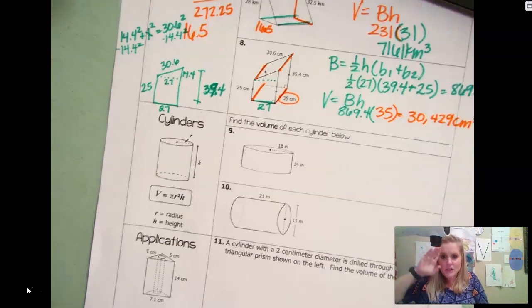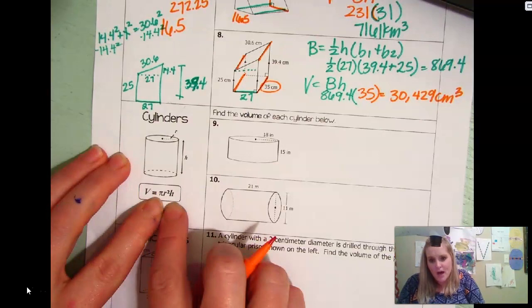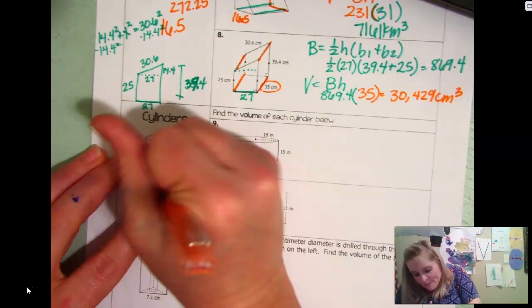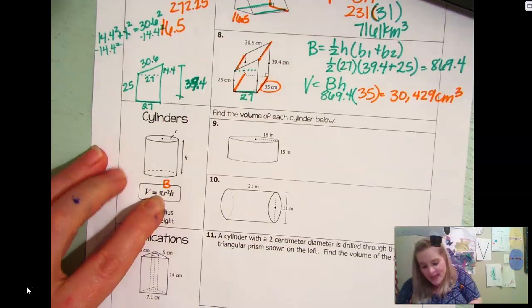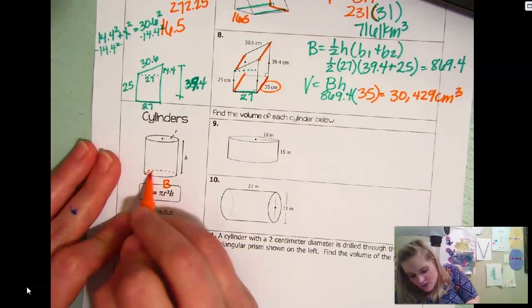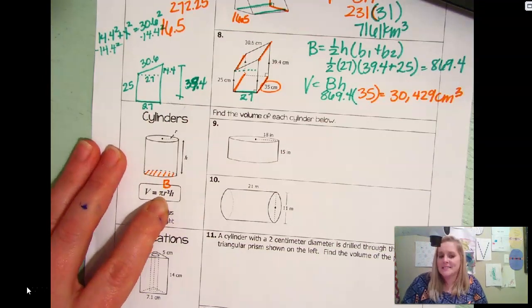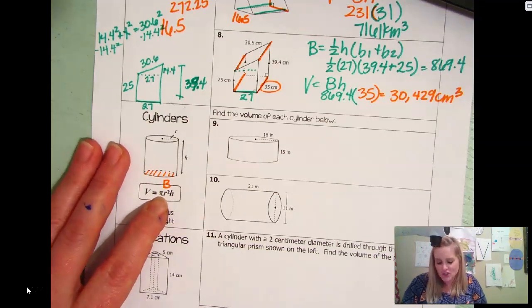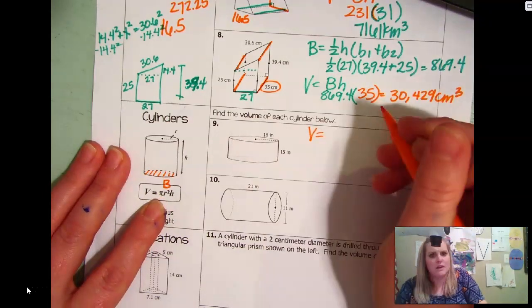The next 2, these are cylinders. Even though it specifically tells you pi r squared, that's still B. That's how you find the area of the base. The base of this one is a circle. To find the area of a circle, it's pi r squared. So again, it's still the same exact formula. It's just changed a little bit and gives it to you specifically.